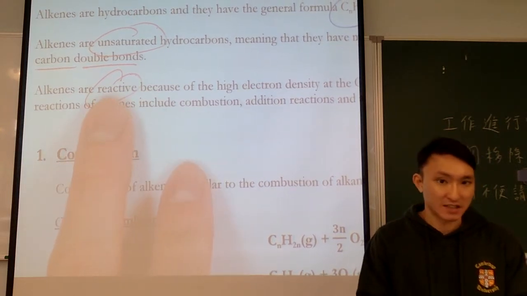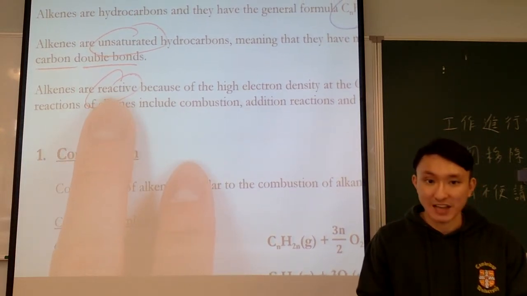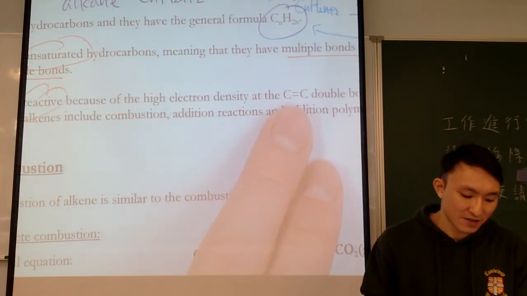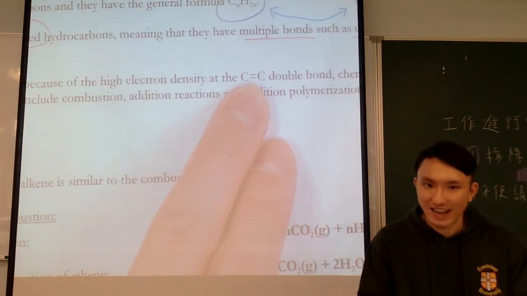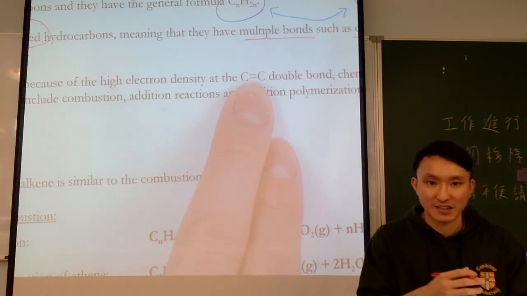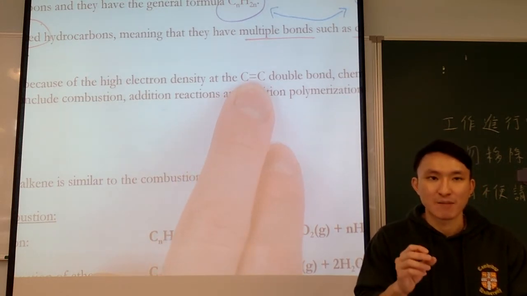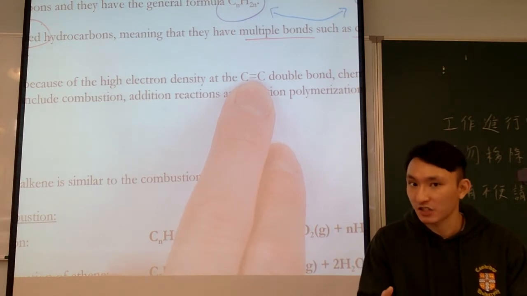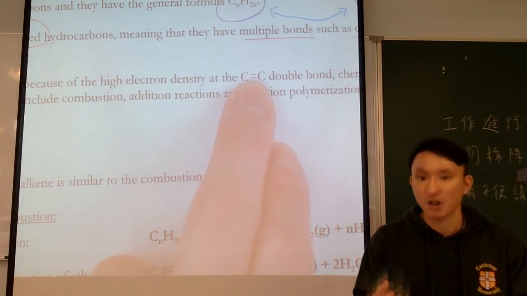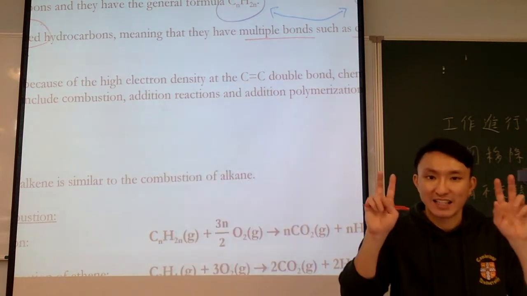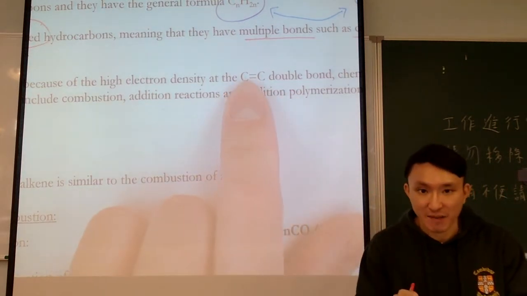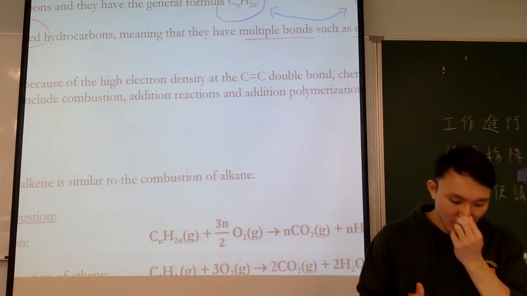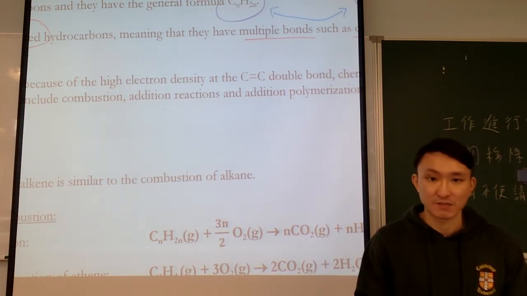However, alkene is reactive because of the high electron density at the C=C double bond. If you have a lot of electrons concentrated at the C=C double bond, it will be more likely to attract something that is positively charged or partially positively charged to attack this area, resulting in reactions. So this is the reason why alkene is more reactive.